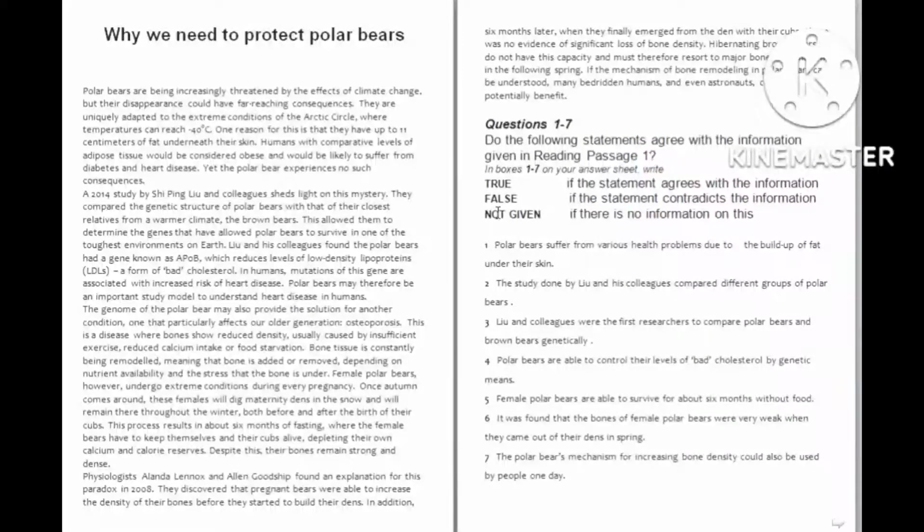Not given is a bit more difficult than true and false. Because sometimes in a not given question, some part of the question is given in the paragraph, some part of the question is missing, and some part of the question is opposite, so it becomes a bit more tricky. So here are some tips and tricks. Let's get started. Firstly, we need to read the question and underline the keywords.